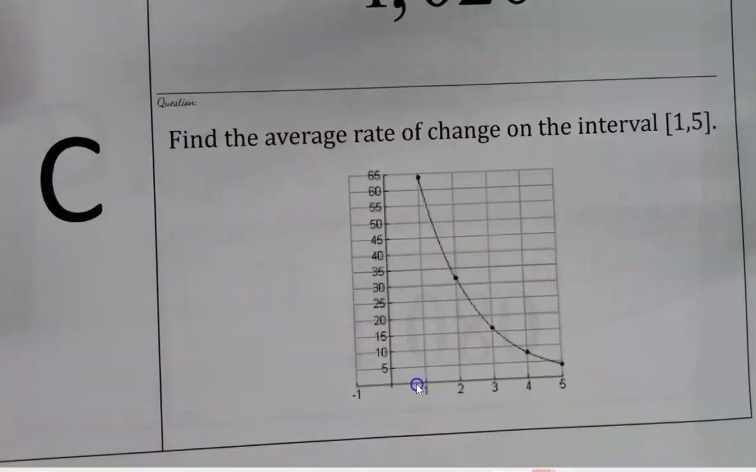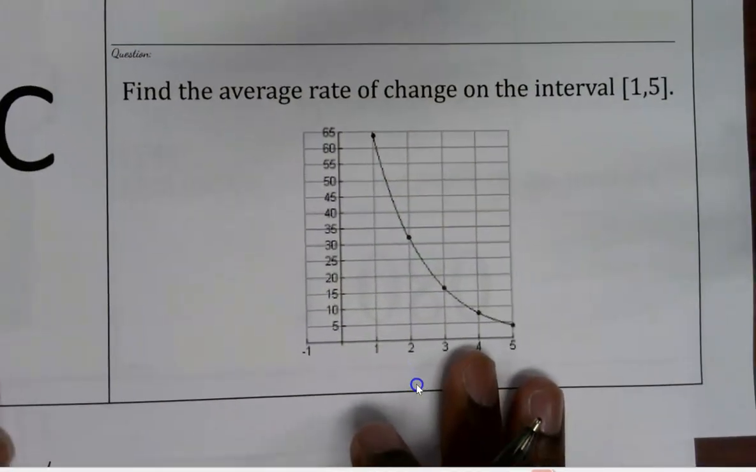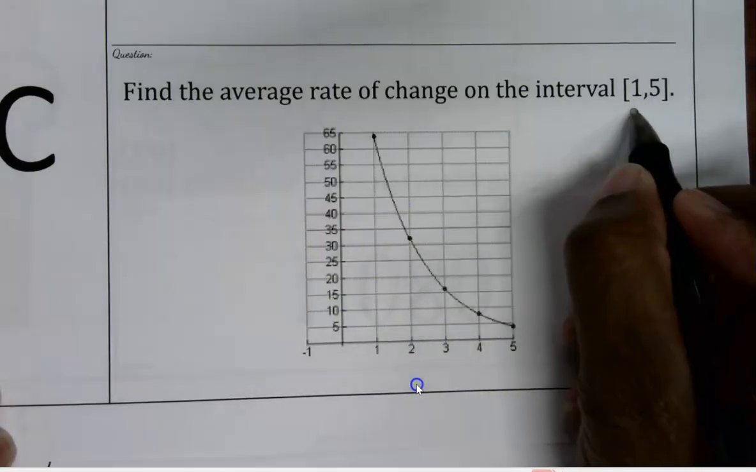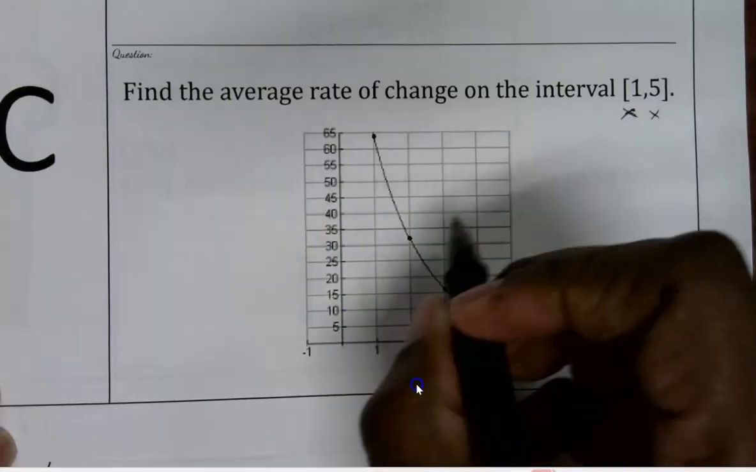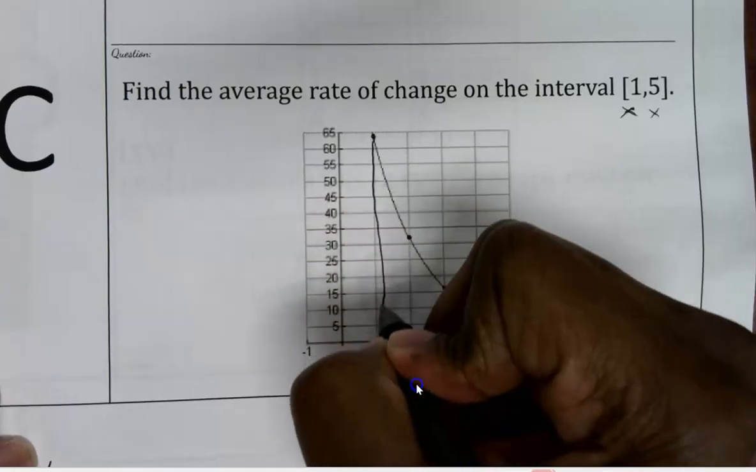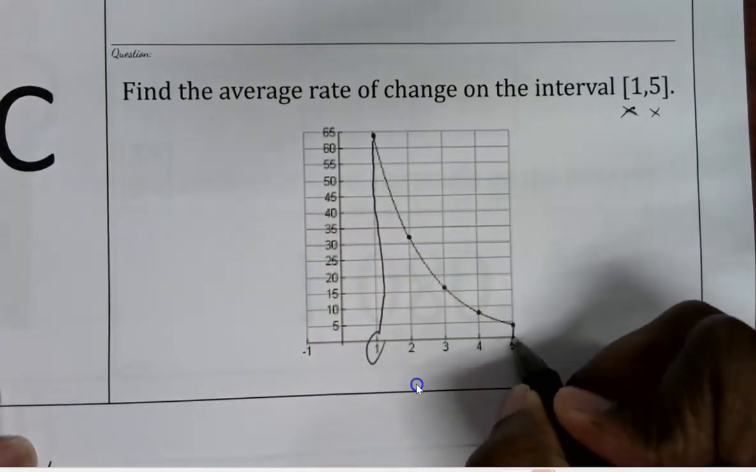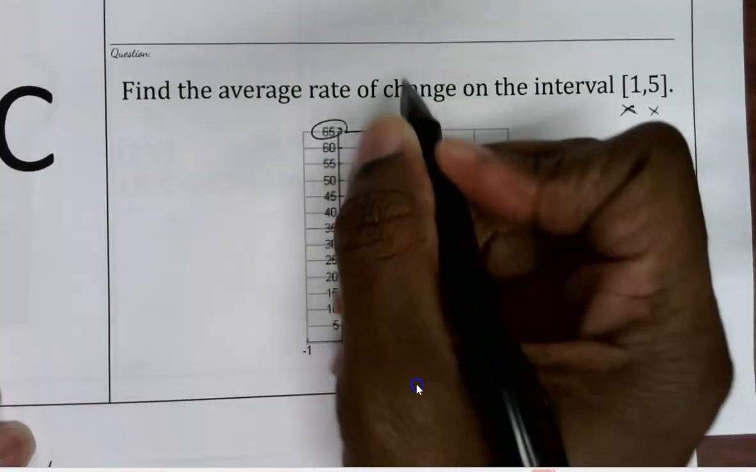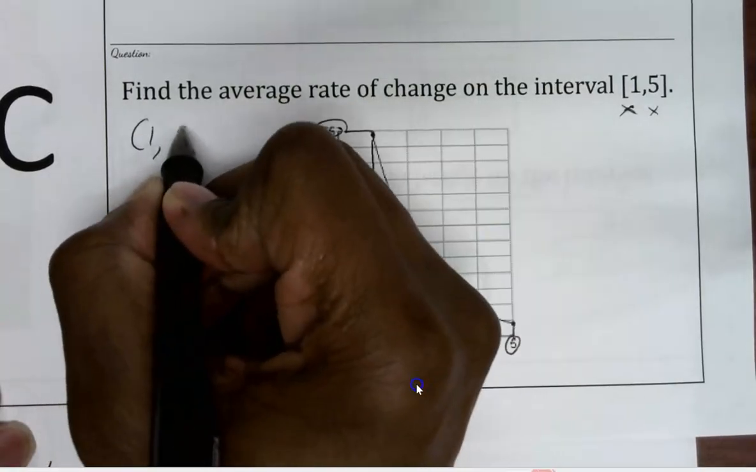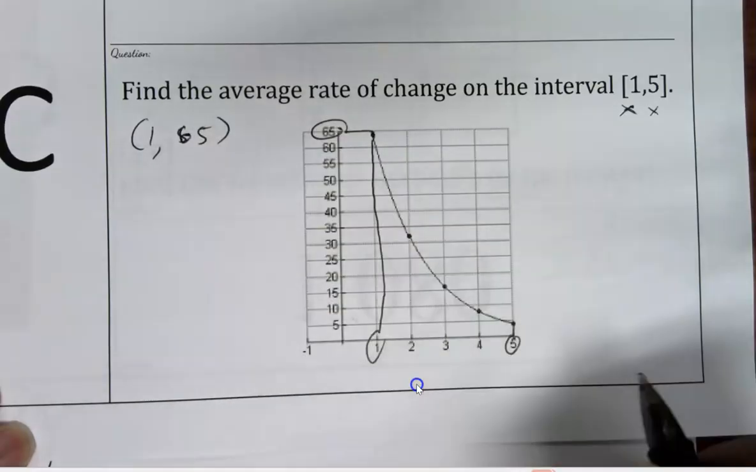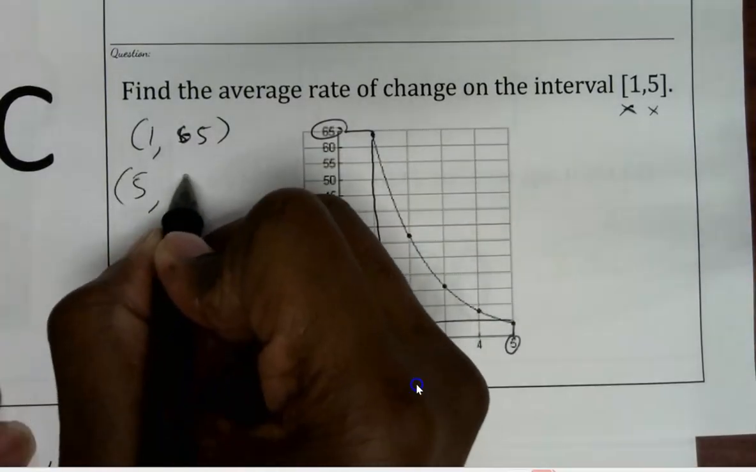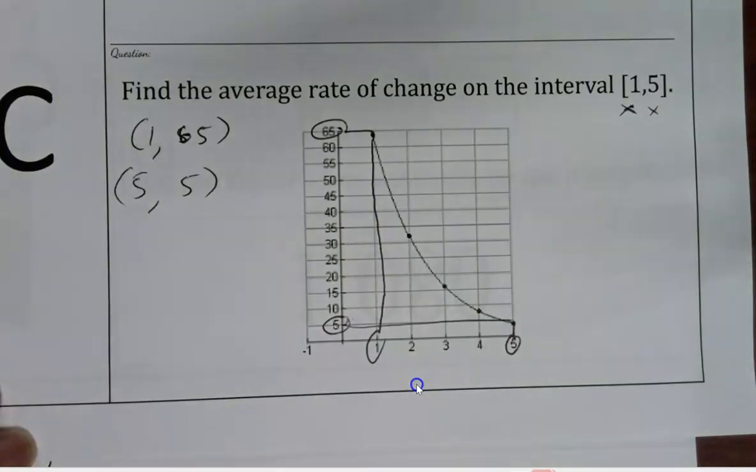They may give it to you as a graph. It may say find the average rate of change on the interval 1 to 5. Remember, this is an x, that's an x. So here's the 1 value, and here's the 5 value. At 1, the output is at 65. That's ordered pair 1, 65. At 5, the output's 5. 5, 5. So I got 2 ordered pairs, just using the graph.